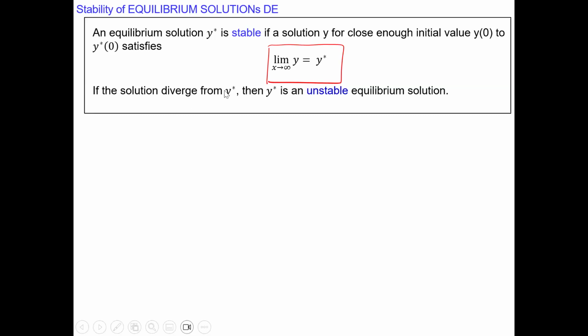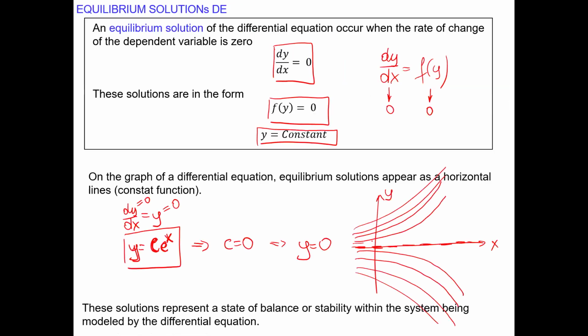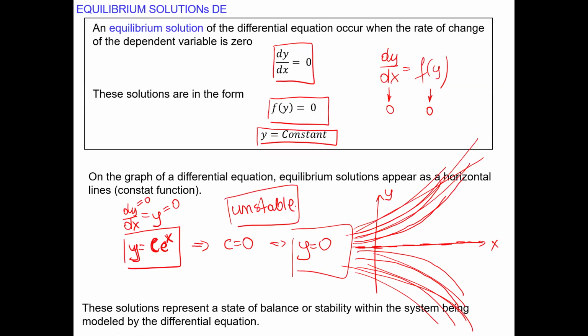If they diverge away from the equilibrium solution, then this solution is unstable. Let's come back really quickly. We may see this one is going away. That means that horizontal line is not really the limit. It's not really a horizontal asymptote. And that means this will be an unstable equilibrium solution.